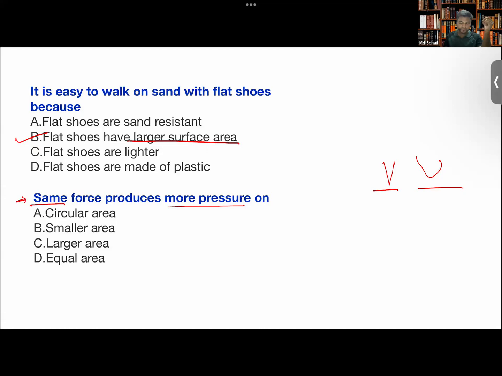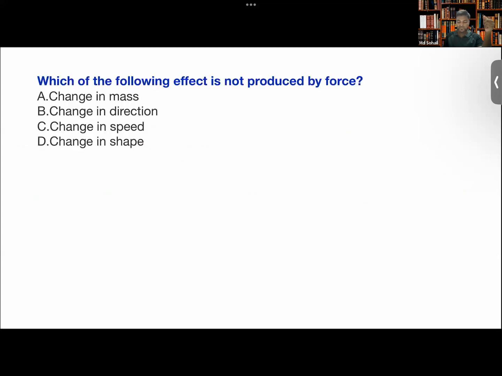Alona, see the second question. The question says that same force will produce more pressure on which object? So you have this blunt knife and you have a sharp knife. Same force of, let's say, 50 Newton is being applied on both of them. So more pressure will be generated in which one? The sharp knife, exactly, because of lesser contact surface area.